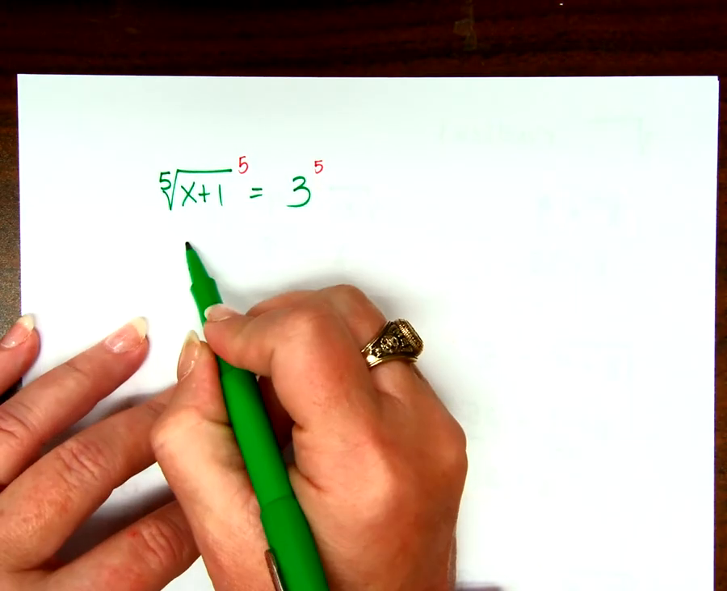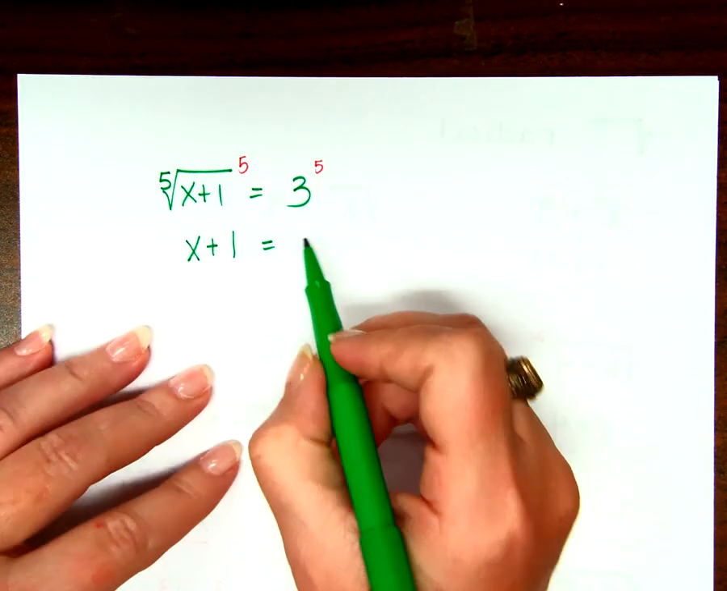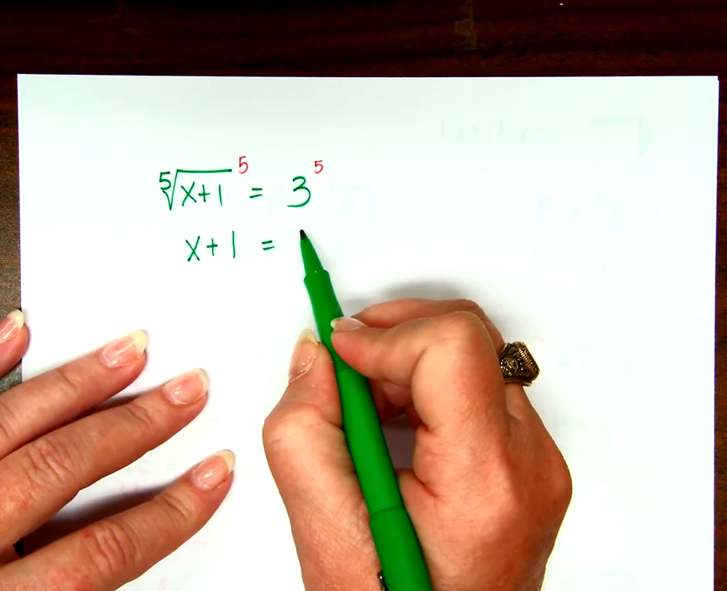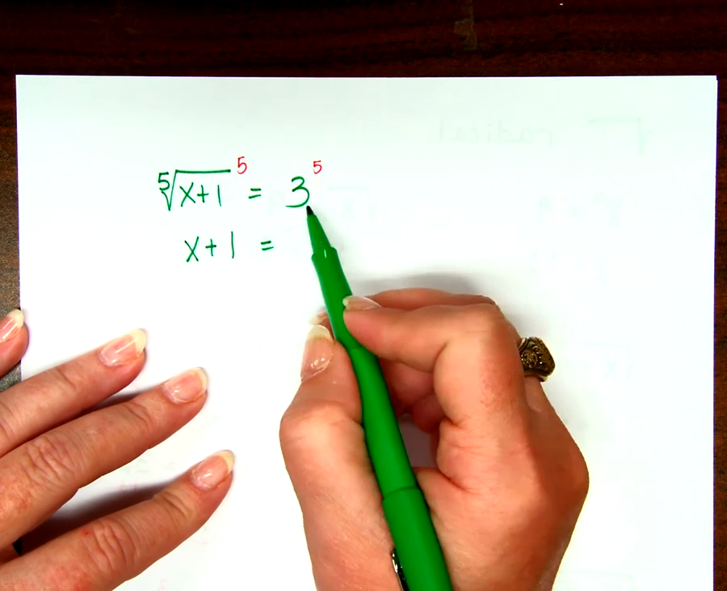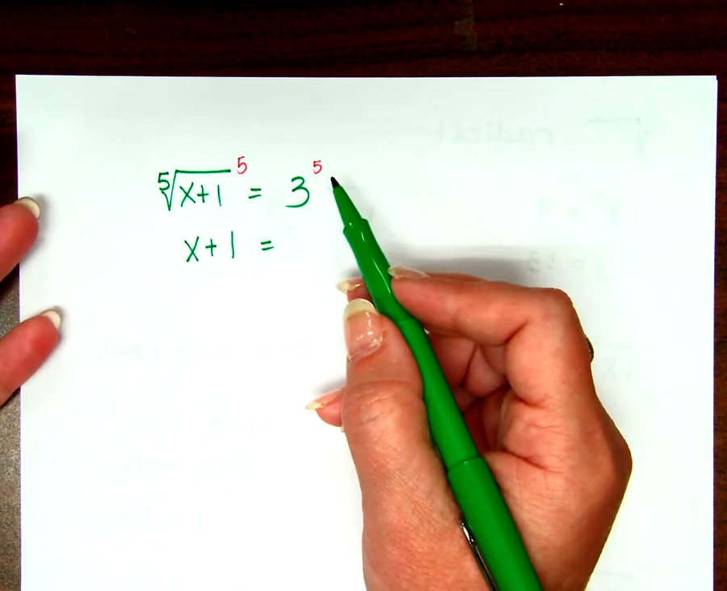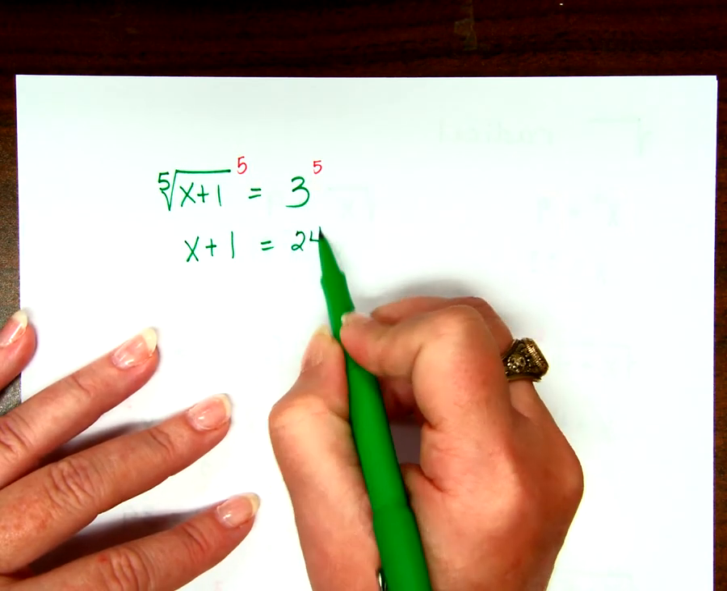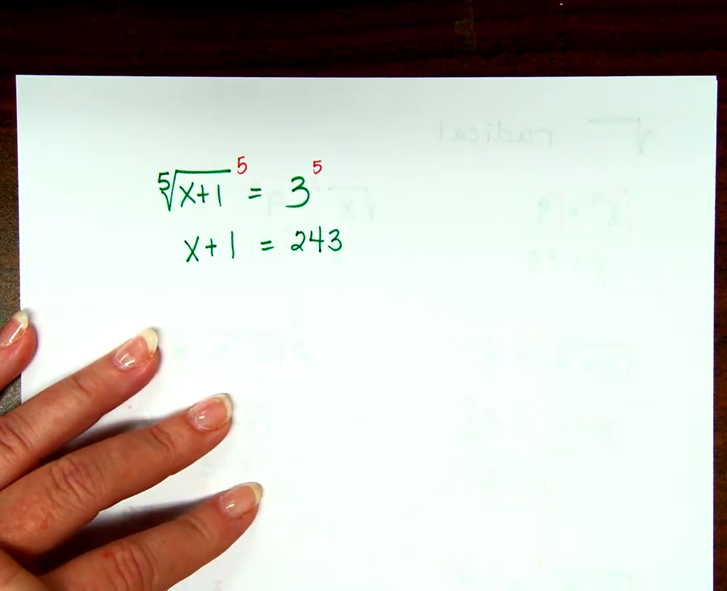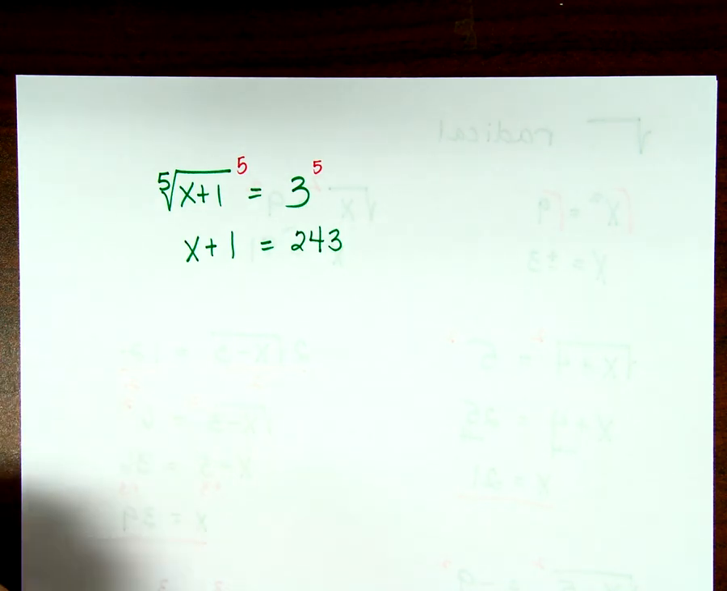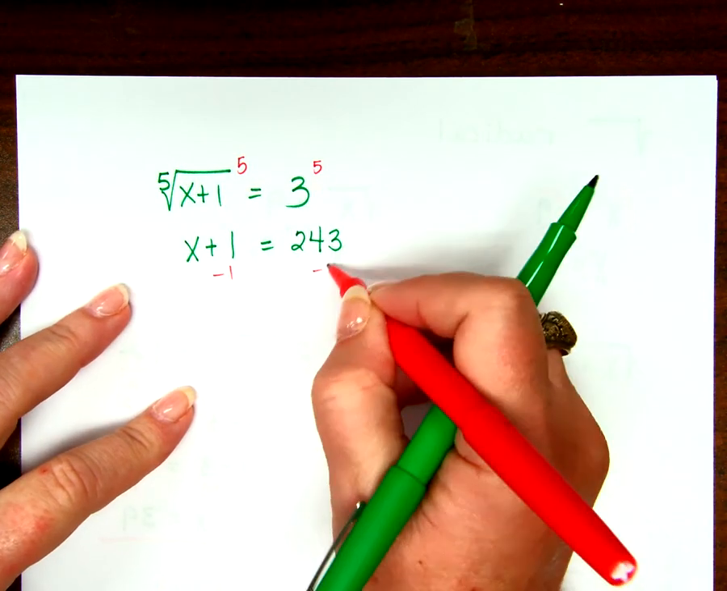And on the left-hand side, I get x plus 1. And on the right-hand side, I get? So I happen to know what 3 to the 4th power is. It's 81. What's 81 times 3? 243, right? Or you could have your calculator out, figure it out yourself, yes? So all that's left to do, subtract 1.